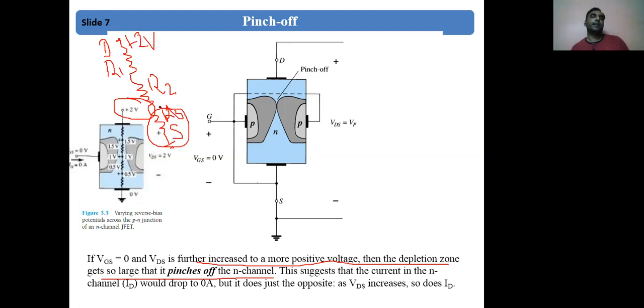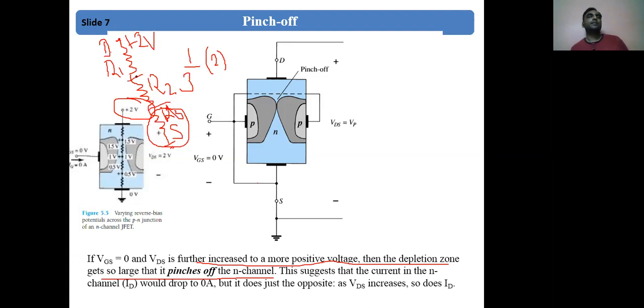Let's say it is 1K. So 1K divided by 1K plus 1K plus 1K, total 3K. So 1K divided by 3K multiplied by the applied battery value. Let's say it is 2 volt. So it will be 2 by 3 volts across the R3. So near the source, what is my voltage? It is 2 by 3 volt.